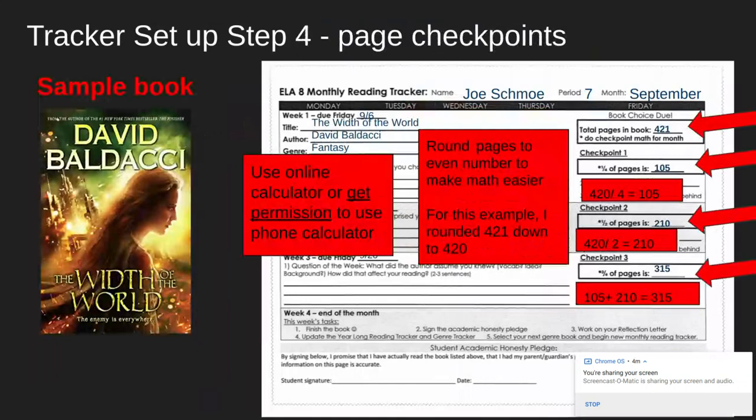For checkpoint 3, you are simply adding. This one you're not dividing. This one you're adding. You're adding 1/4 pages by your half pages point. So for me, I'm adding 105 and 210 to get 315. Go ahead and figure out your 3/4 of a page point for checkpoint 3. Pause the video if you need to.